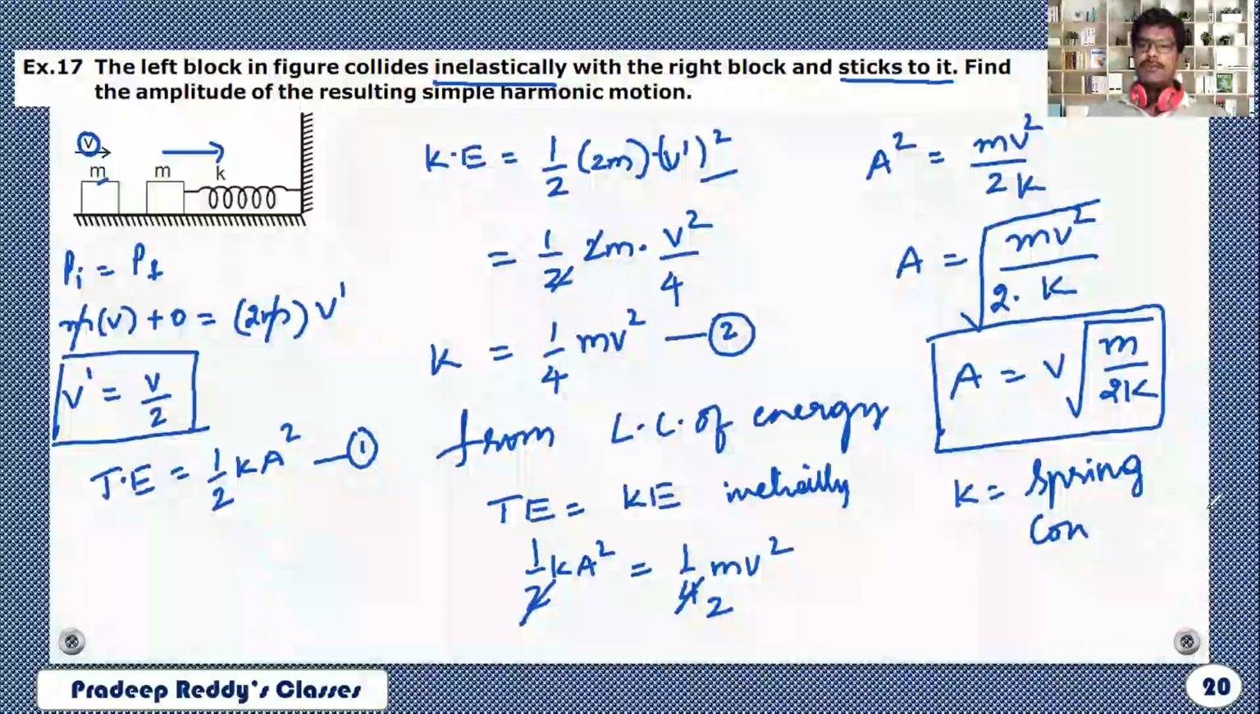Here the restoring force is a spring force. That is the reason why we are taking the spring constant as k. You should not substitute k equal to m omega square here, because there is a spring attached and the spring constant is k. So this is how you can find the amplitude for the object executing SHM by using the law of conservation of energy.